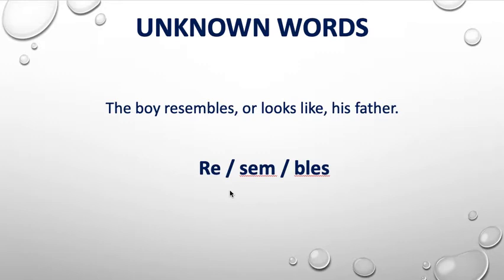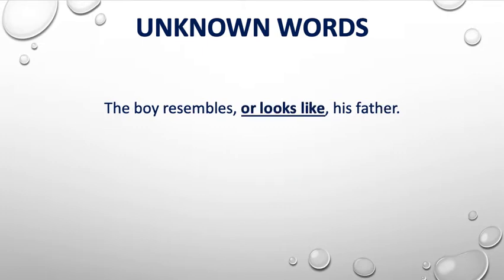I've broken it apart into 3 syllables, sounded out each syllable, and I've blended them all together to pronounce the word as resembles. Now, resembles, again, is another word that's kind of tricky. I'm not sure if I know the meaning of that word. So let me read the sentence and see if there's any clues around the word that can help me. The boy resembles or looks like his father. So I think the clues looks like help me to determine the meaning. That resembles probably means that you look alike. Again, I used clues to determine that meaning.